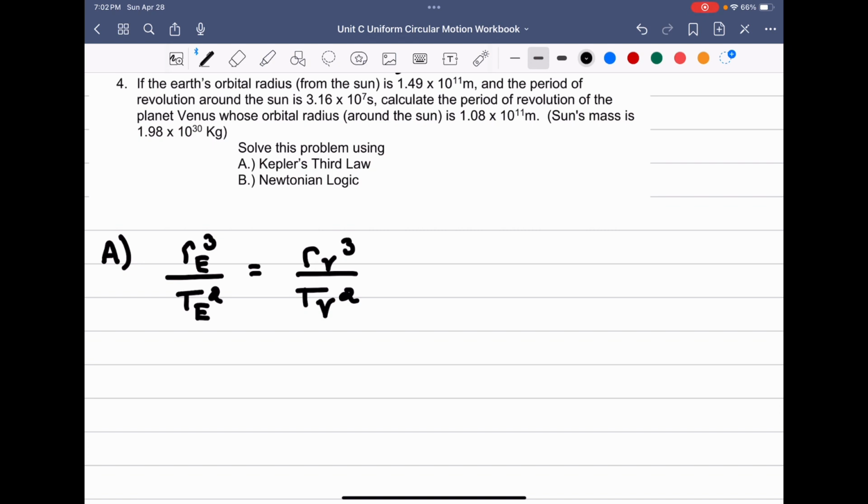For every object that goes around the sun, they share this common value, which we call K, Kepler's constant. So all objects that go around the sun share this Kepler's constant. Now, what we're looking for is the TV, or the period of Venus around the sun. So we're going to have to do a little bit of cross multiplication here. Let's cross multiply both the denominators away.